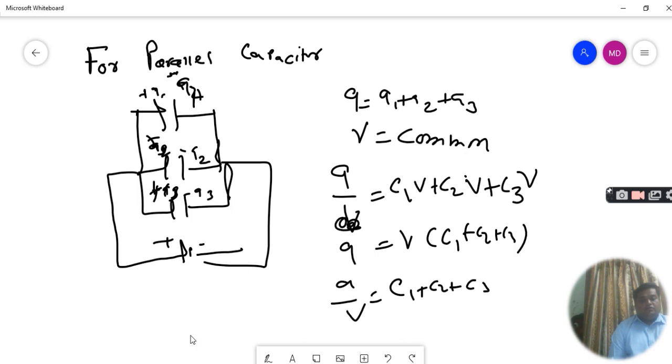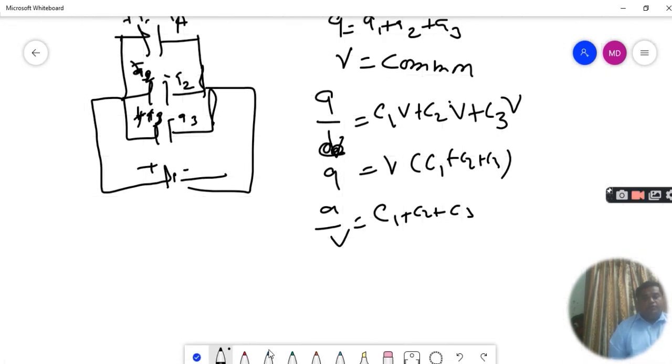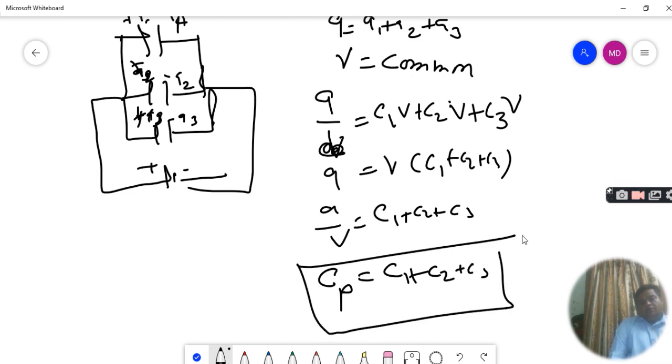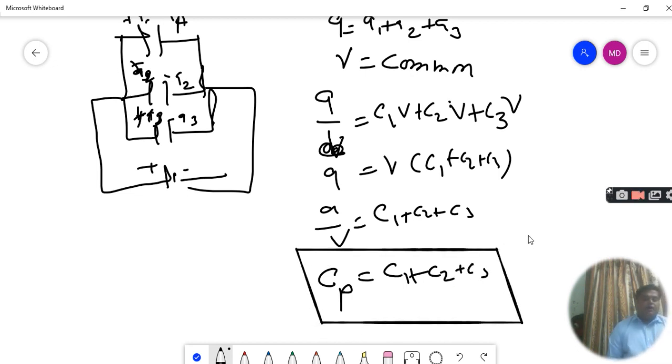Therefore, Q by V equals, as we already know, the parallel capacitance. Here Q by V is the capacitance value. Therefore, C equals C1 plus C2 plus C3. Based on this value, we find that the parallel capacitance is C1 plus C2 plus C3.